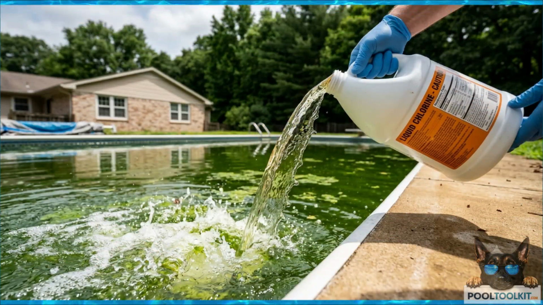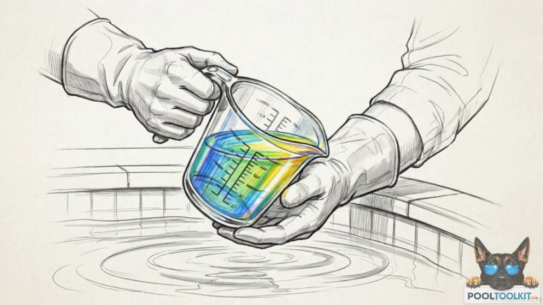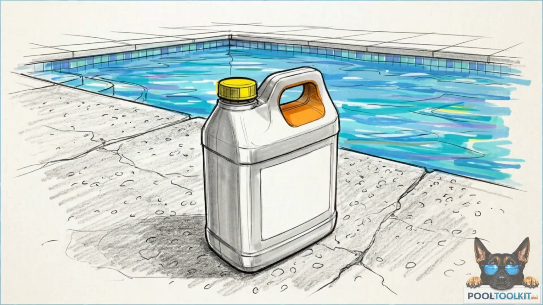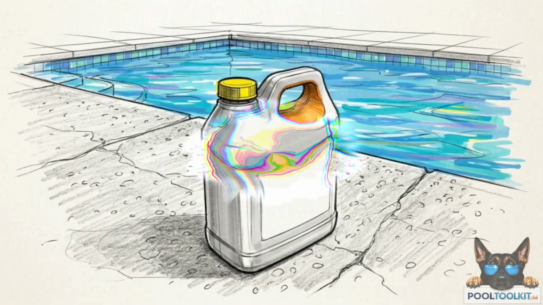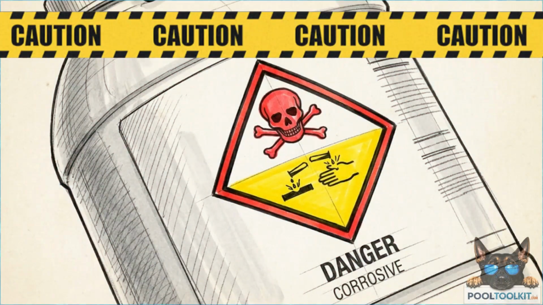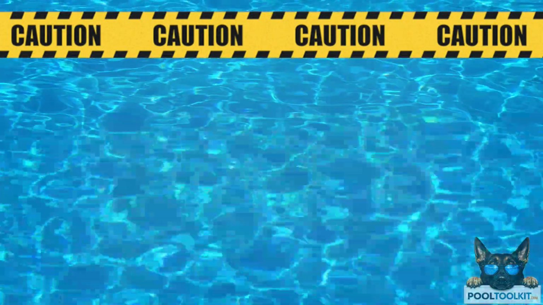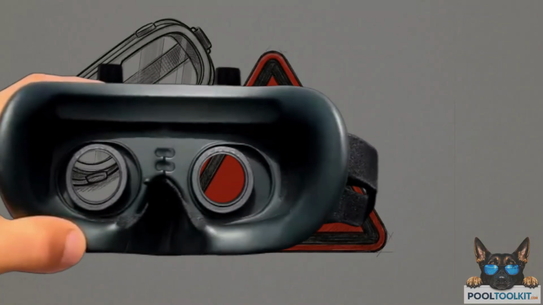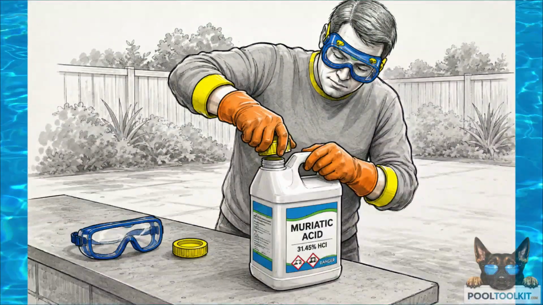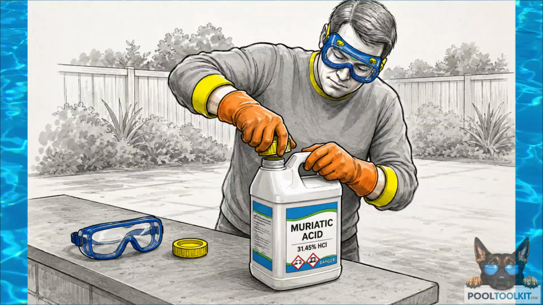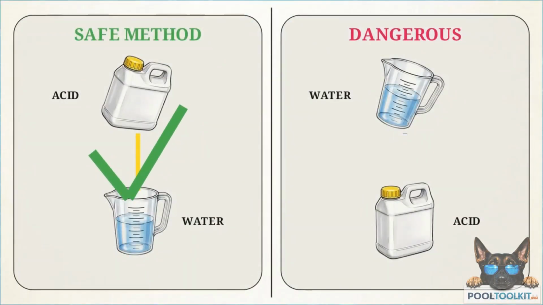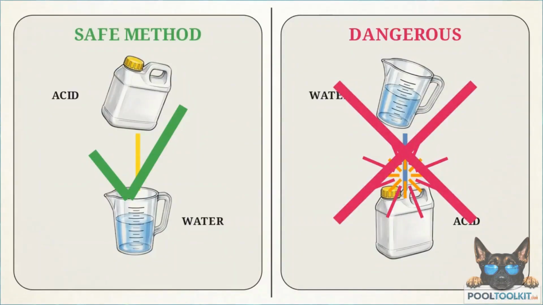When it's time to physically apply the chemical, respect the product. Muriatic acid is the most corrosive and hazardous material most residential operators will ever handle, and the personal safety requirements are non-negotiable. Always wear chemical splash goggles and acid-resistant gloves, and only open the containers in a well-ventilated space. There are 2 cardinal rules for mixing. Always add the acid into the water. Never pour water into concentrated acid.